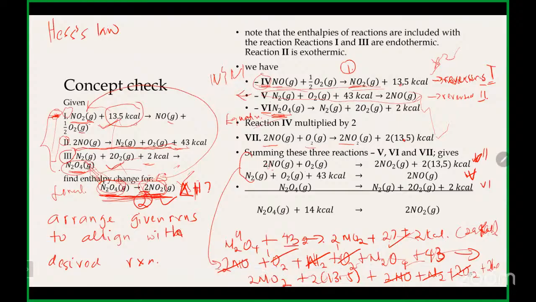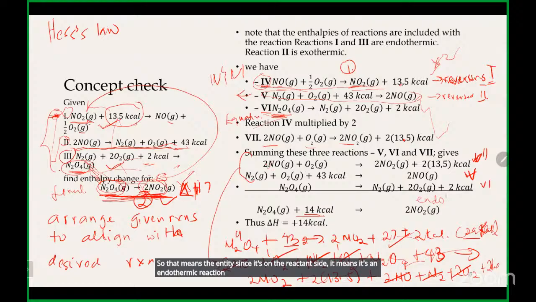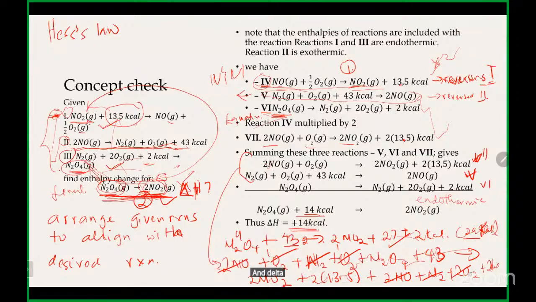So 43 minus 29 gives us 14. So that means the enthalpy, since it's on the reactant side, it means it's an endothermic reaction. And delta H is 14.